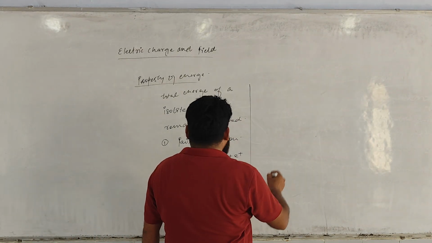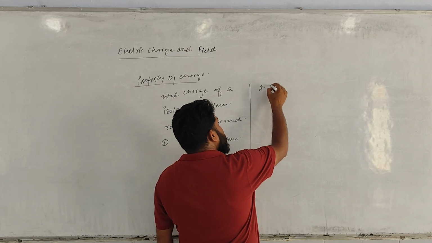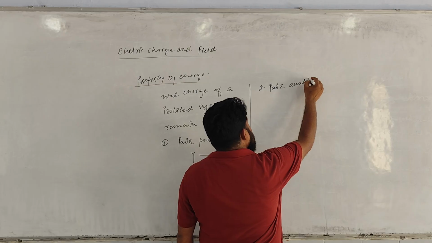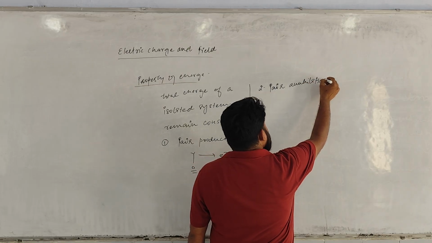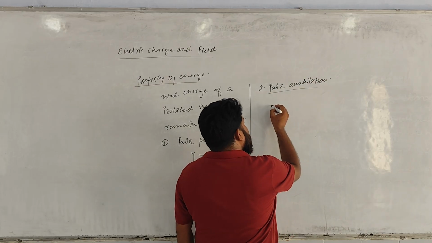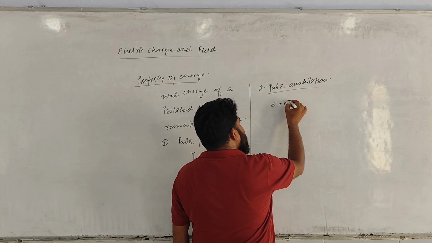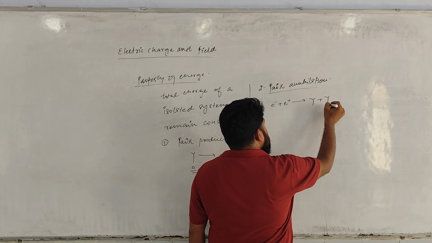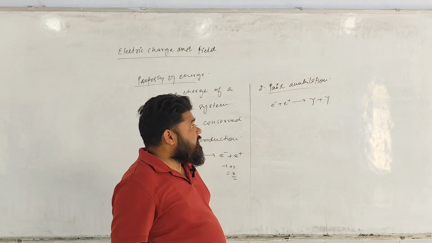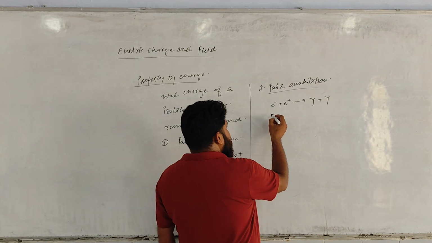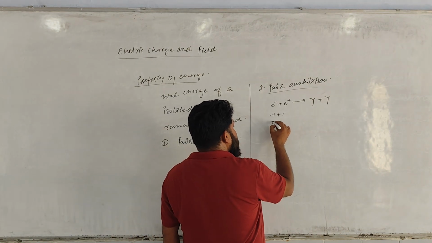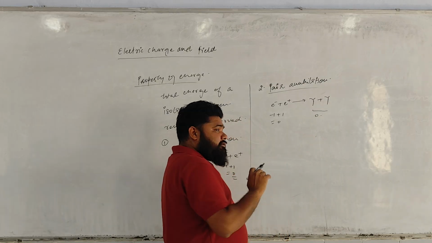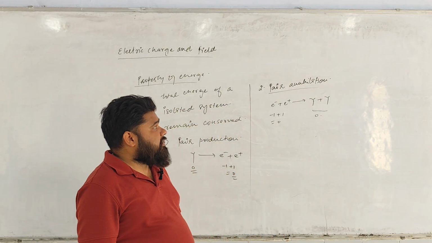The another example is pair annihilation. In pair annihilation, when an electron and positron combine, it always forms two gamma ray photons. And if we count the charge, before the process the charge is minus 1 plus 1, that is 0, and after the process the charge is 0. So it also follows the conservation of charge.